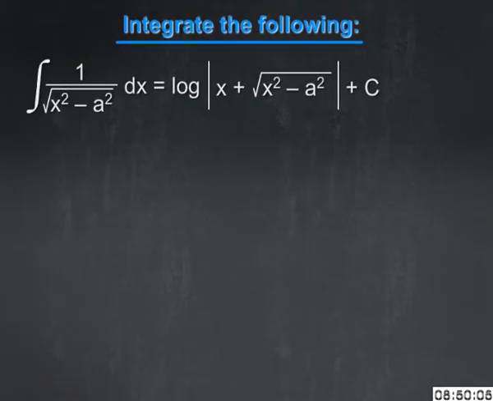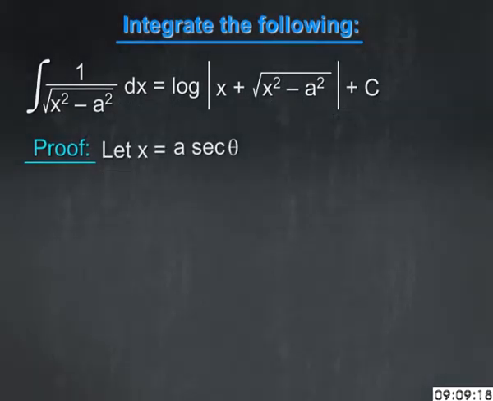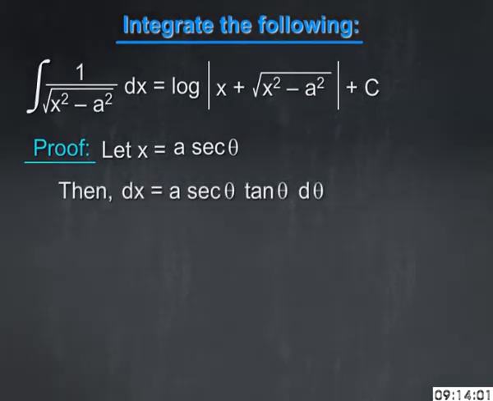Integral of 1 upon square root of x square minus a square with respect to x is equal to log of mod x plus square root of x square minus a square plus c, where c is the constant of integration. Now its proof. Let x is equal to a secant theta, then derivative of x is equal to a into secant theta into tan theta into derivative of theta.